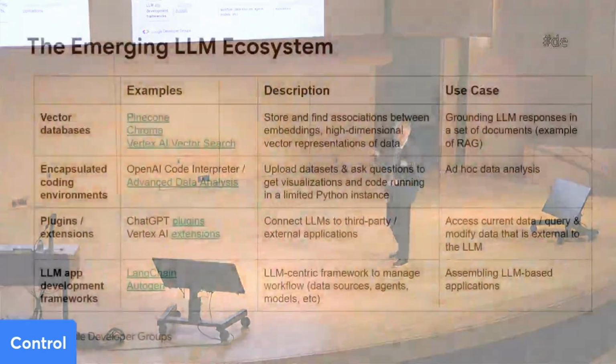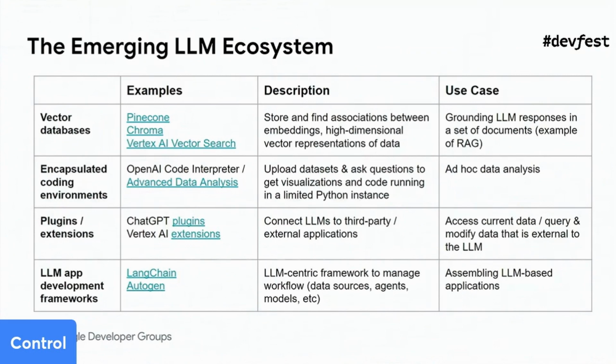Encapsulated coding environments. So I mentioned Code Interpreter. It's now called Advanced Data Analysis. So this is within the context of OpenAI's ChatGPT, a sandbox where you can run Python code, and more interestingly, you can upload data sets, upload a CSV file, and get basic analysis done. So in some ways, it's automating aspects of the data scientist role, which is really interesting. Plugins and extensions. So the ability to call out to third-party APIs. I'll talk a little bit more about that later.